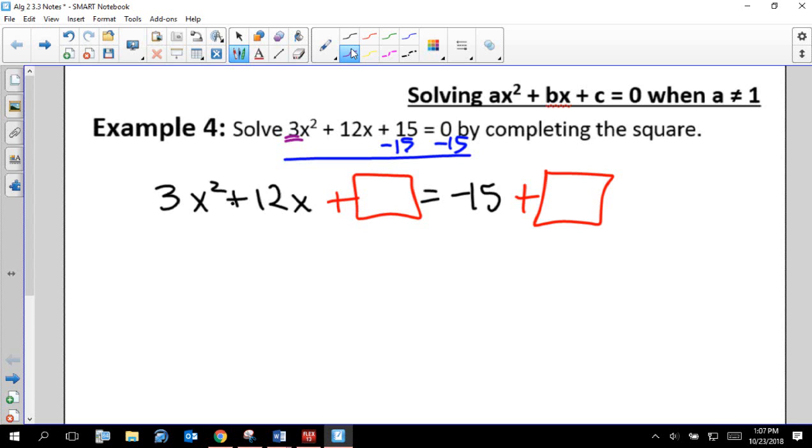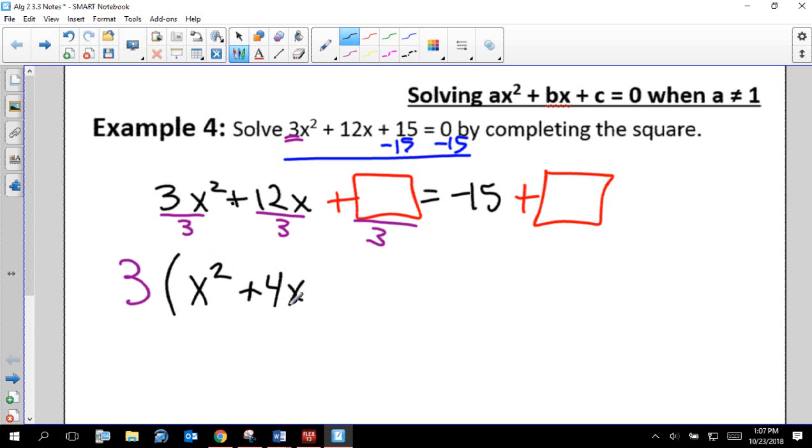So what we're going to do is we're going to use factoring. We're going to factor out the 3 from all 3 terms. So we're going to factor out that 3, and we're going to put it in front. We have left over x squared plus 4x. We do not have a square anymore because this is not square anymore. This is whatever square divided by 3 is.